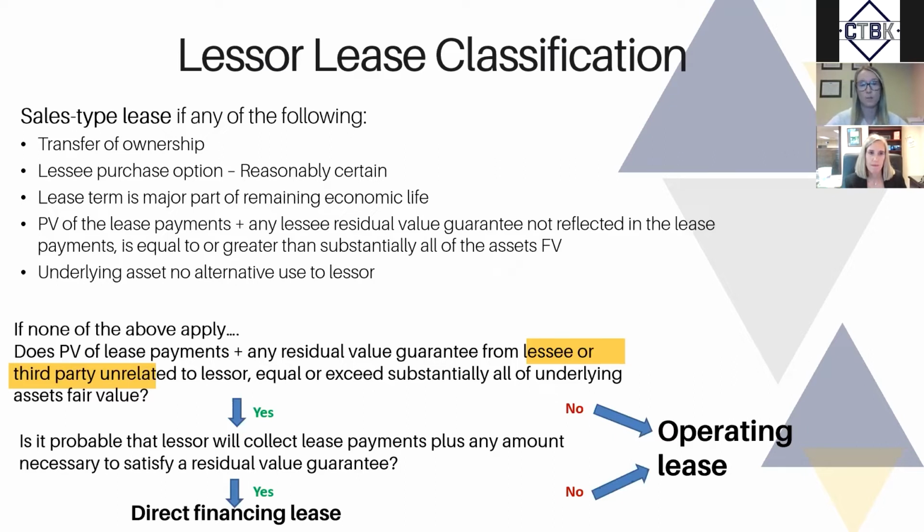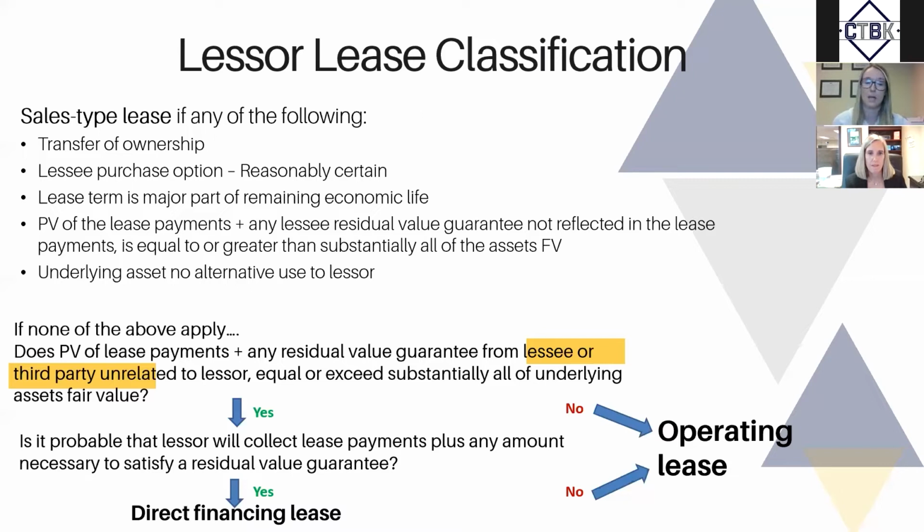If none of those are met, you move to the second part of the test, which is at the bottom. Then you look at if the present value of the lease payments plus any residual value guarantee from the lessee or a third party. That part is in yellow because that is what differentiates this test from the criteria in the sales type lease.